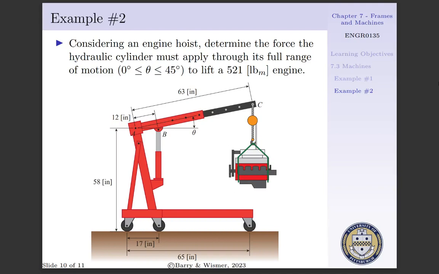In example 2, let's consider a dynamic machine. Considering the engine hoist below, we want to determine the force the hydraulic cylinder must apply through its full range of motion, that is, theta will go from 0 to 45 degrees, to lift a 521-pound mass engine.